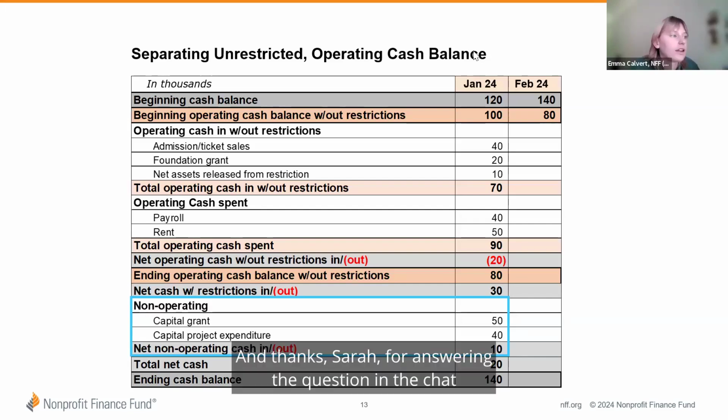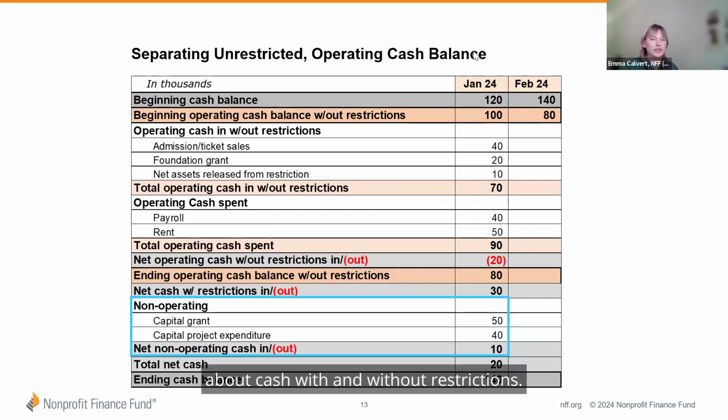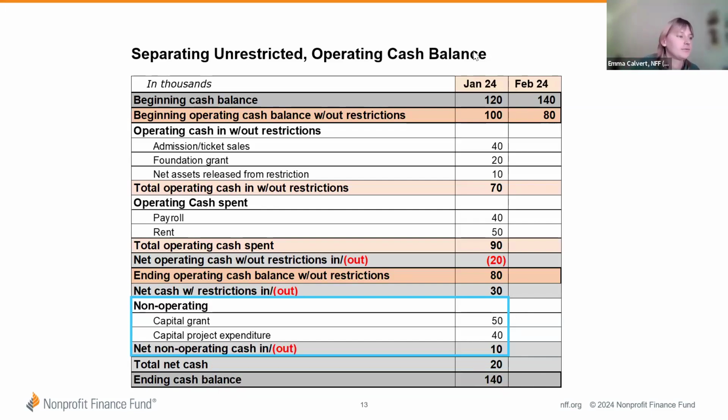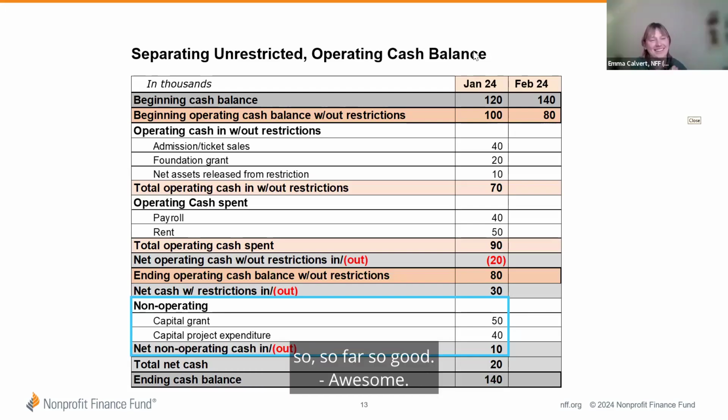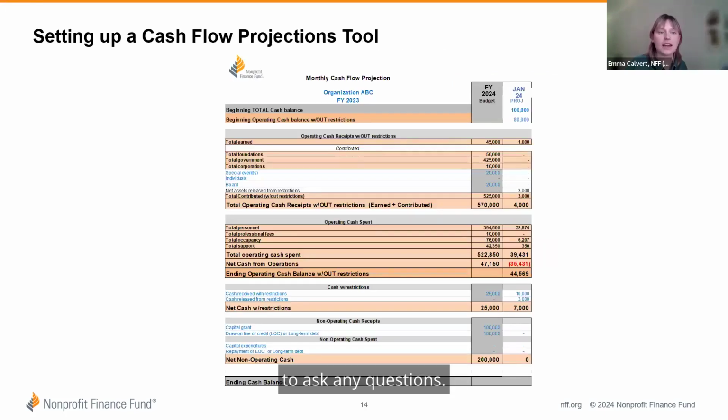And thanks, Sarah, for answering the question in the chat about cash with and without restrictions. Again, so far so good. I'm following. I have my paper version right here. Okay, great. I'm going to move on, but once again, feel free to interrupt at any time to ask any questions.